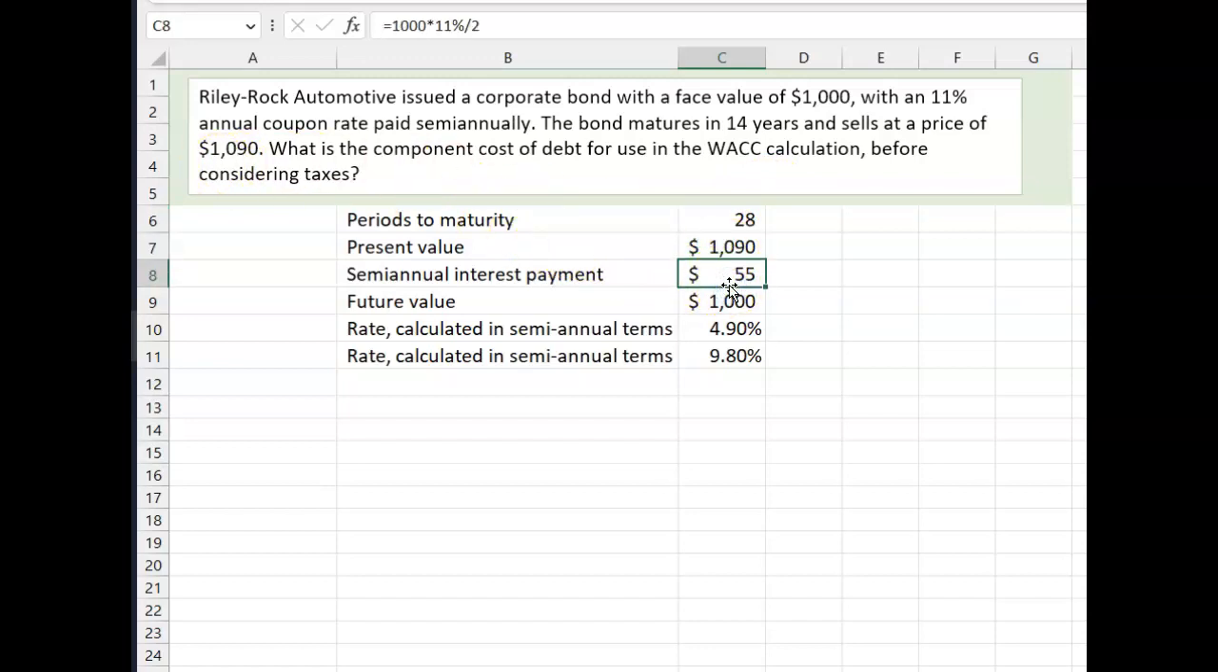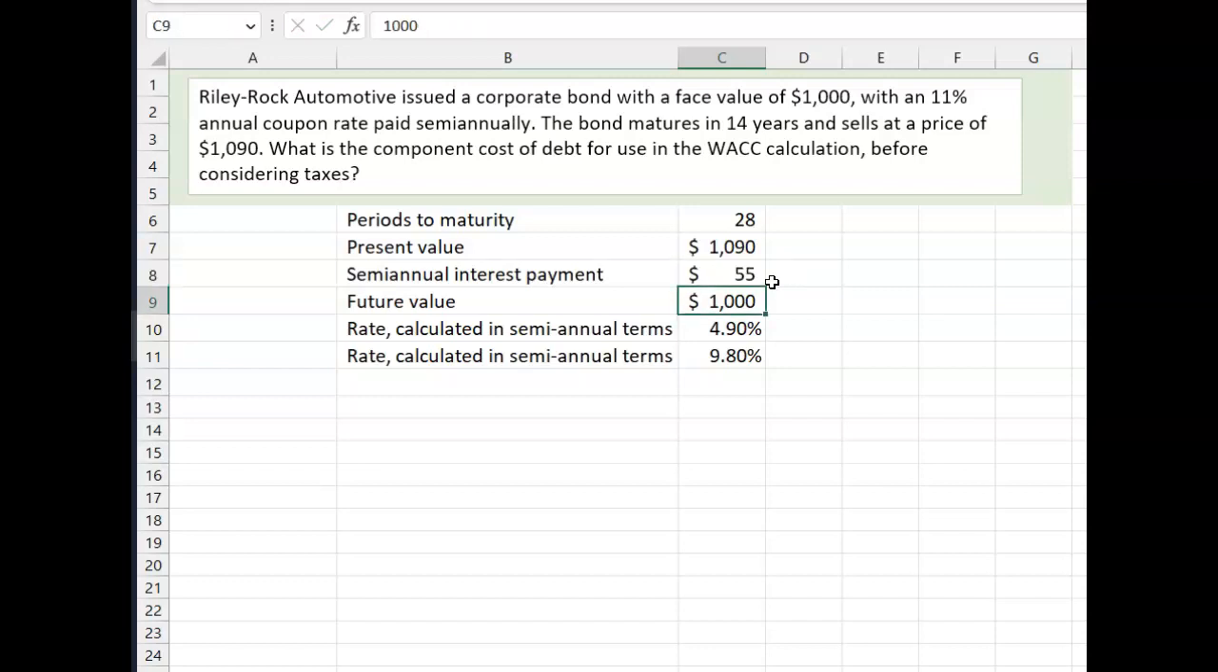The semi-annual interest payments are $55. How do we calculate that? You can look up there, or I'll hit the F2. You can see it here. $1,000 times 11%. That's the annual amount, but we're getting the payment twice a year.